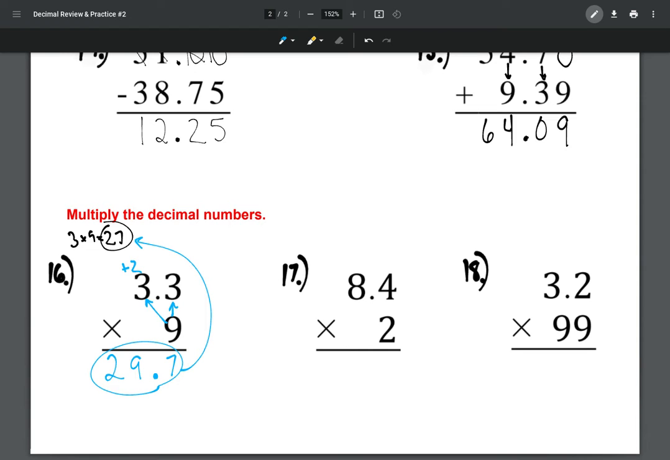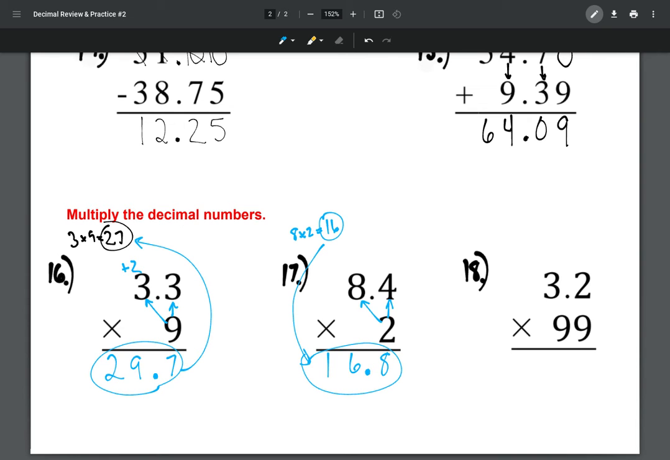Number 17, ballpark estimate. 8 and 4 tenths is close to 8, times the 2 tells me that when I'm done multiplying, my answer should be around 16. Let's ignore the decimal and multiply. 2 times 4 is 8. 2 times 8 is 16. The only place I can put a decimal between these digits that'll make my answer close to 16 is right here between the 6 and the 8. 16 and 8 tenths is pretty close to 16, my ballpark estimate.